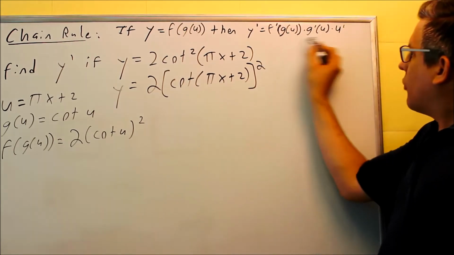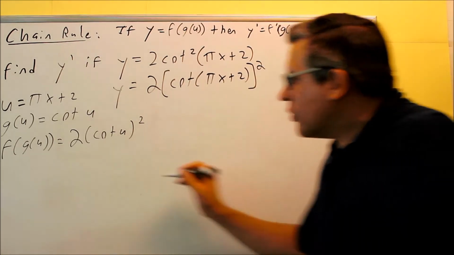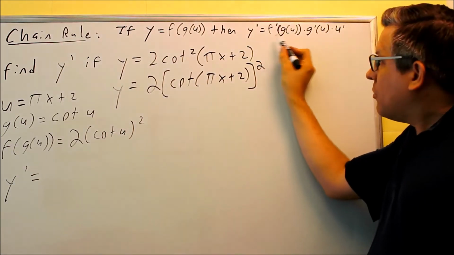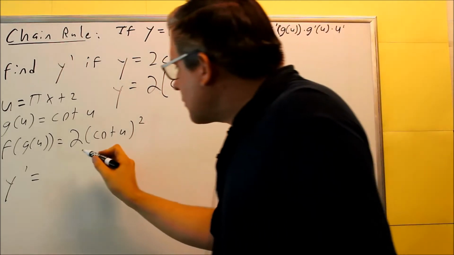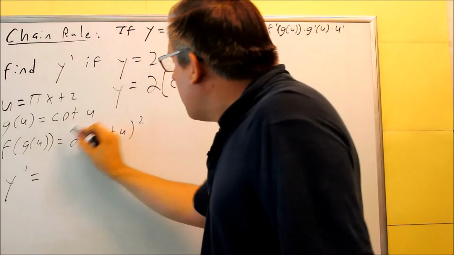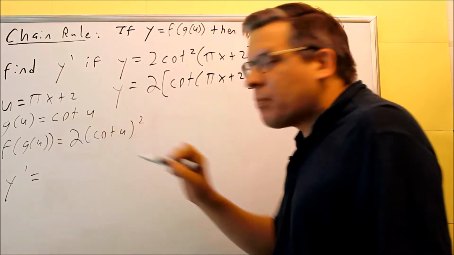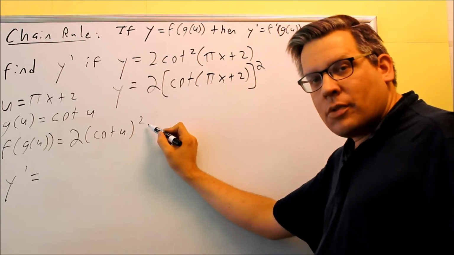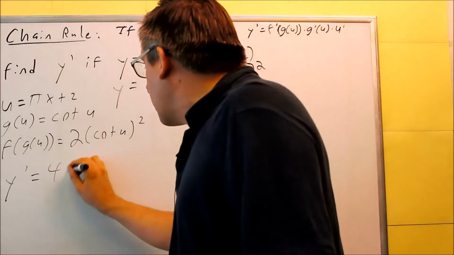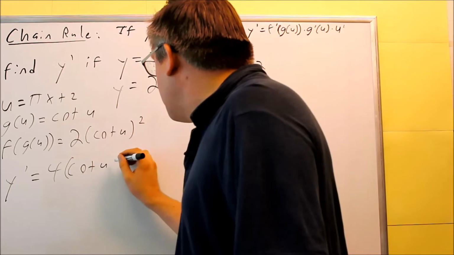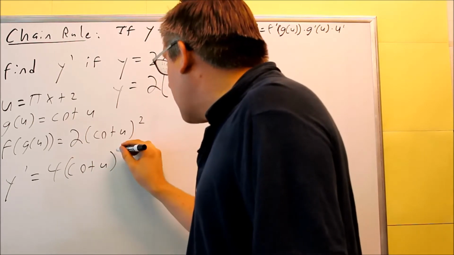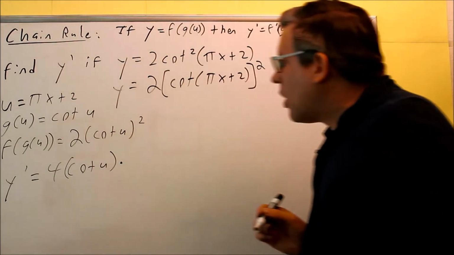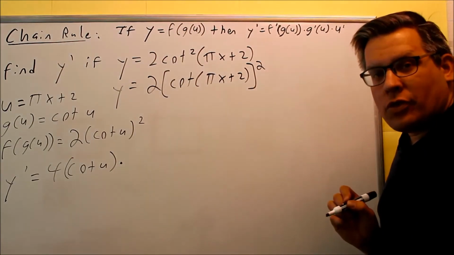Once we have those, we're going to follow the formula to get the derivative. So first, we want to do the derivative of the outside, f primed of g of u. Now when you do this derivative, you're going to use the power rule on it. The 2 is going to come down and multiply by the 2 here, and subtract 1 from the exponent. So you'll get 4 cotangent of u, and then subtract 1, and you get a 1. Next, we're going to multiply this by g primed of u.